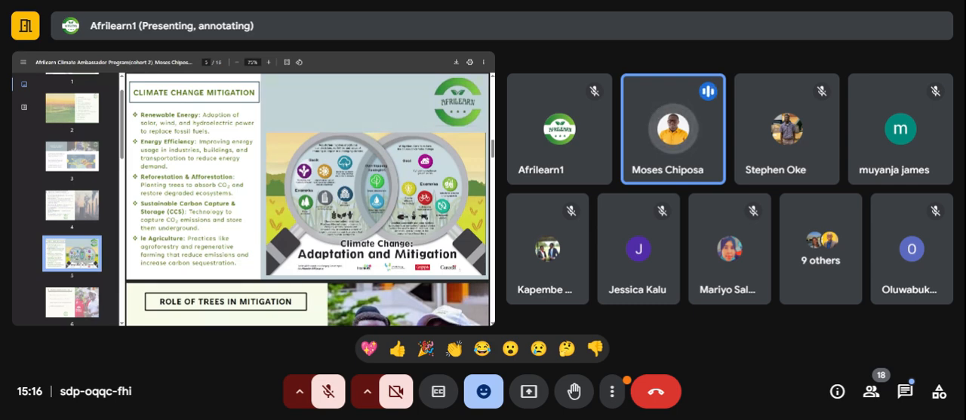Then you can talk of carbon capture and storage. There are some technologies that you can use to capture the CO2 from the atmosphere and push it underground for storage, maybe for other uses. And then sustainable agriculture, that is, farming methods like agroforestry that reduce emissions and help store more carbon in the soil.